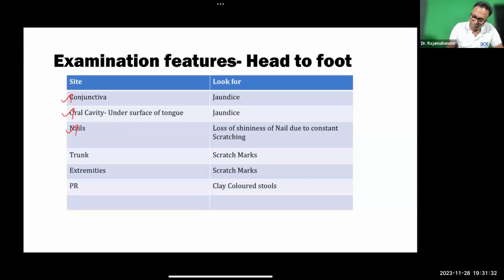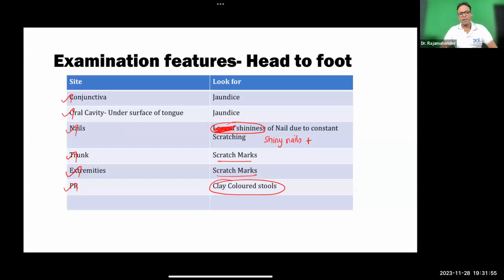Loss of shininess of the nail is wrong. It is shininess of the nail. So the normal nature of the nail is gone, and because of continuous scratching, the nail will look shiny. Shiny nails are present, and you can see the scratch marks everywhere in his abdomen and body. And when you do a rectal examination, you should look for clay colored stools. So these are the findings to look for jaundice.